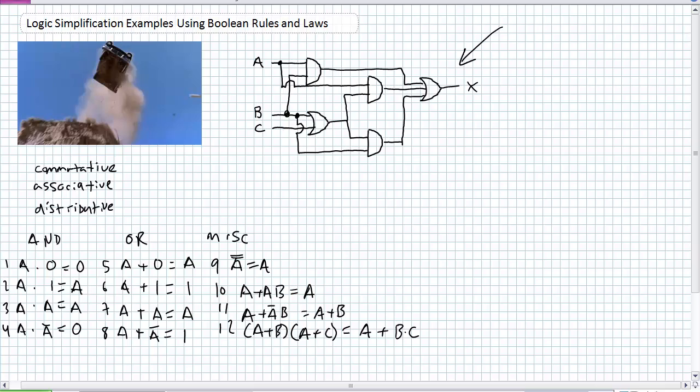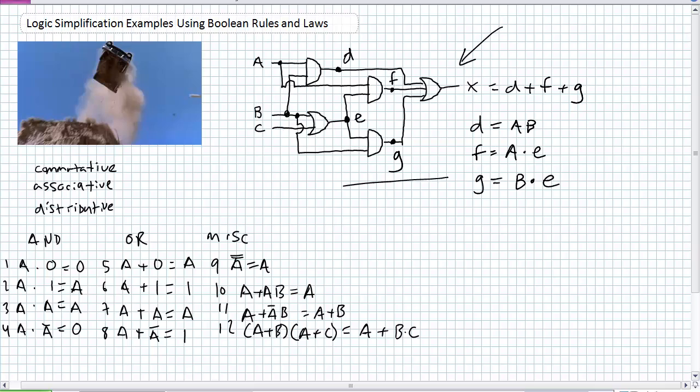Pick those intermediate signals. Here's one right here. I'm going to call that D. Here's another intermediate signal, E. What's this guy? That's F and G. What's this final OR gate, X, doing? Well, it's saying X is equal to D or F or G. What's D? Well, D is A ANDed with B. What's F? It's A ANDed with E. What's G? Looks like it's B ANDed with E.